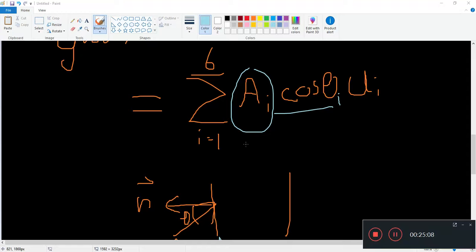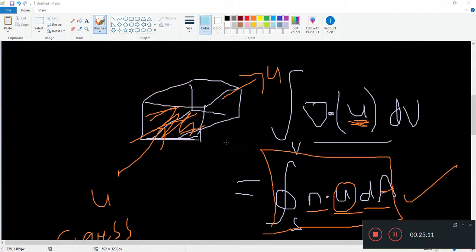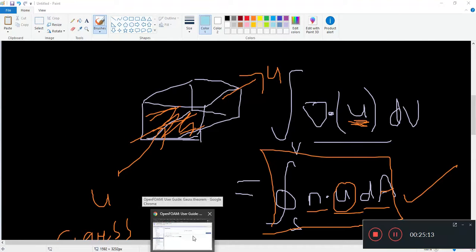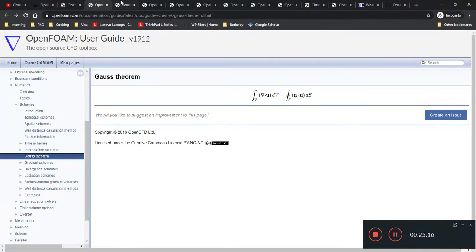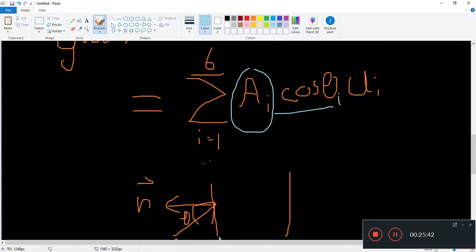Okay, so this is the long and short of how OpenFOAM does Gauss theorem integration, so that we have our results. Now, the tricky thing about this is how it is being done, especially when the faces are not so straightforward, not so nicely put together.